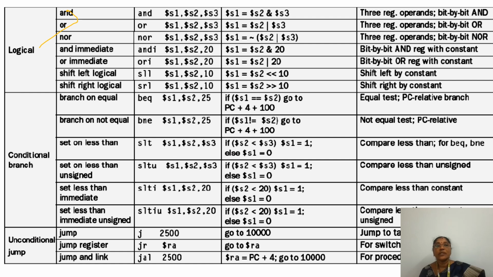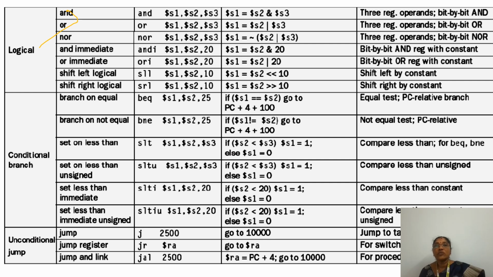So for example, consider the branch on equal. Branch on equal $S1, $S2, 25. What this instruction means is that if the content of the register S1 and the content of the register S2 are equal, then it has to switch to some other location. That location is specified here as 25. So this offset value you have to consider. So 25 into 4, since each and every instruction has a length of 4.